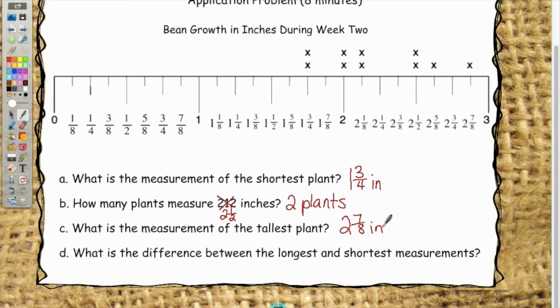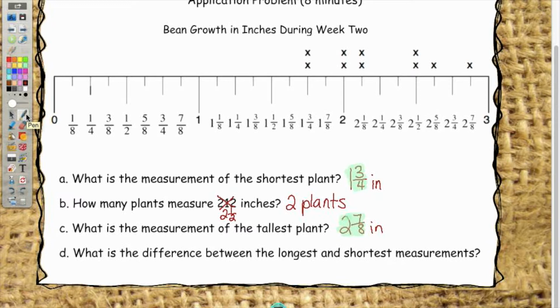And this says, what is the difference between the longest and shortest measurements? Now, I've already figured that out, haven't I? Yeah. So how do I do difference? Subtract. You subtract. Good. That makes me happy you said that. So you subtract. So I'm going to write a subtraction problem.